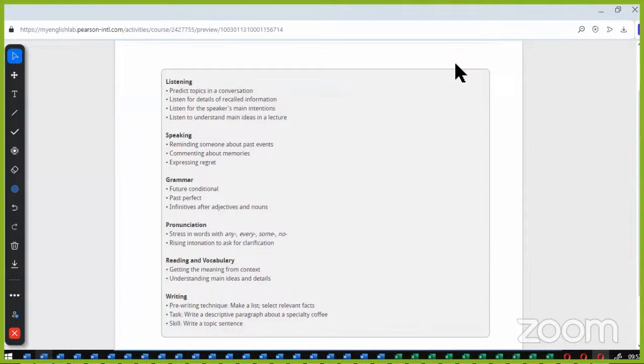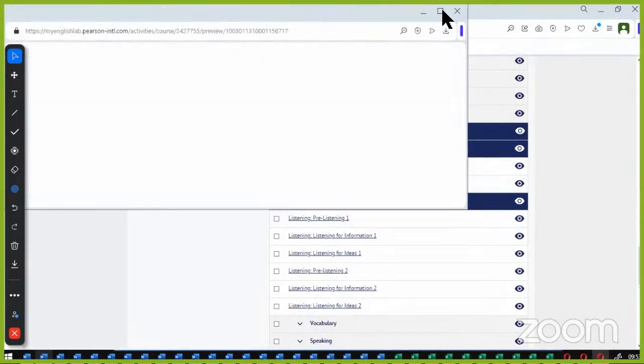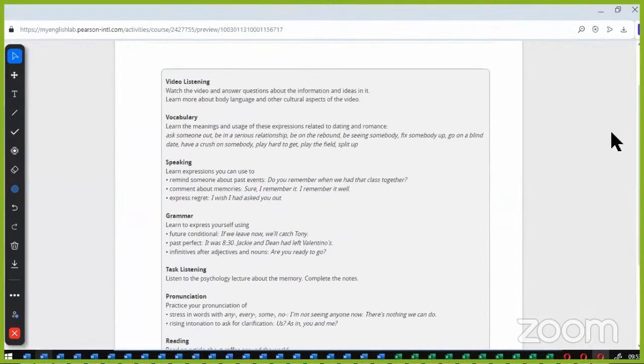Reading and vocabulary: getting the meaning from context. Understanding main ideas and details. Writing: pre-writing technique. Make a list, select relevant facts. Task: write a descriptive paragraph about a specialty coffee. Skill: write a topic sentence. Okay, is there any question there? No, teacher, it's fine. Okay, great. Let's continue here. Can you please read?